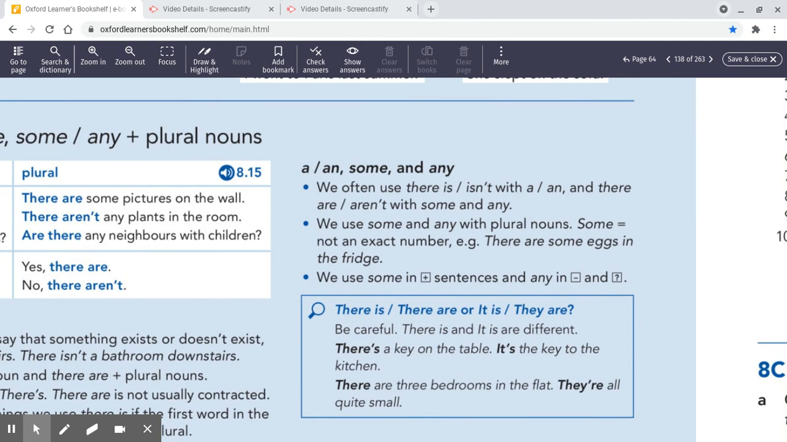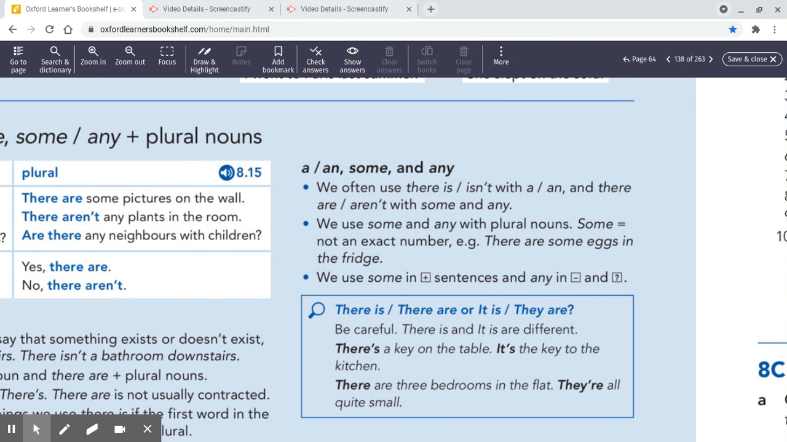Now, more complicated, more difficult: is and are is fine, isn't it? We know that one, yeah? But some and any. If we don't know the exact number, there are some eggs in the fridge. Okay, I don't know, 5, 6. Okay, there are some eggs in the fridge.